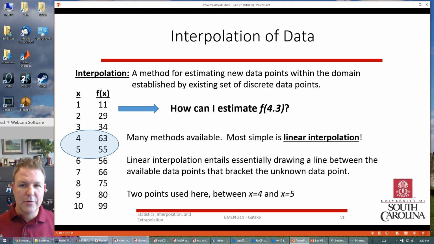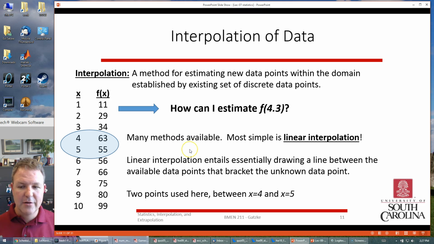Another problem we have to deal with is interpolation of data. If you have data and for some reason you need to find the value of f of x between, you have data 1, 2, 3, 4, 5, 6, 7, 8, 9, 10, and you need to find the value of this function between these 2 points.